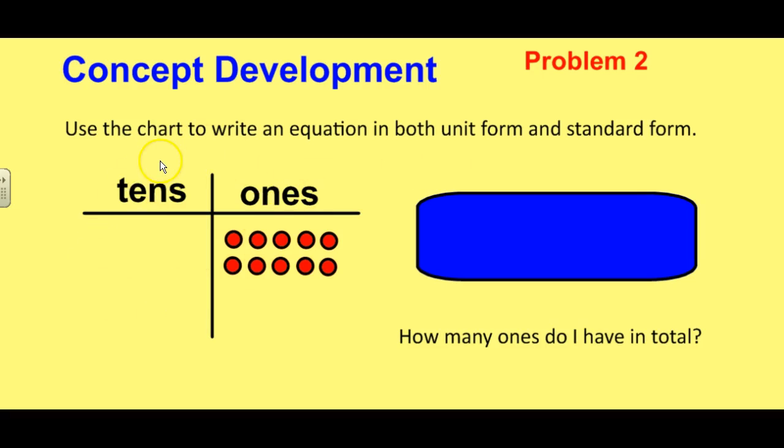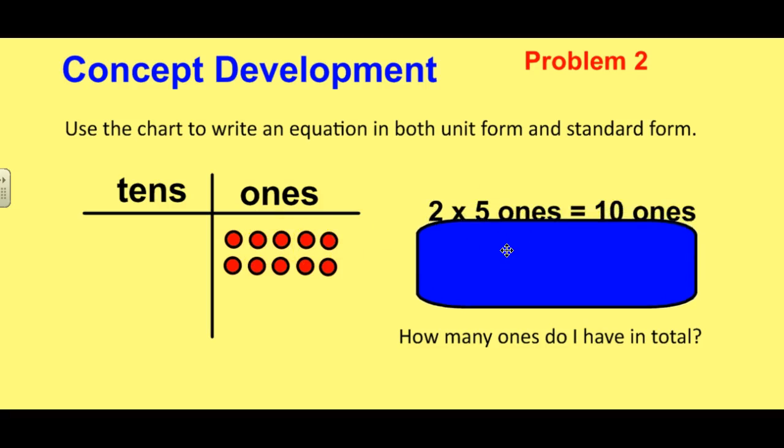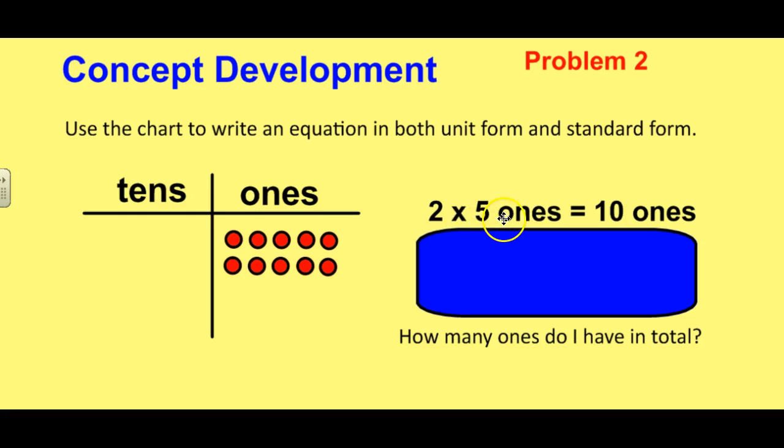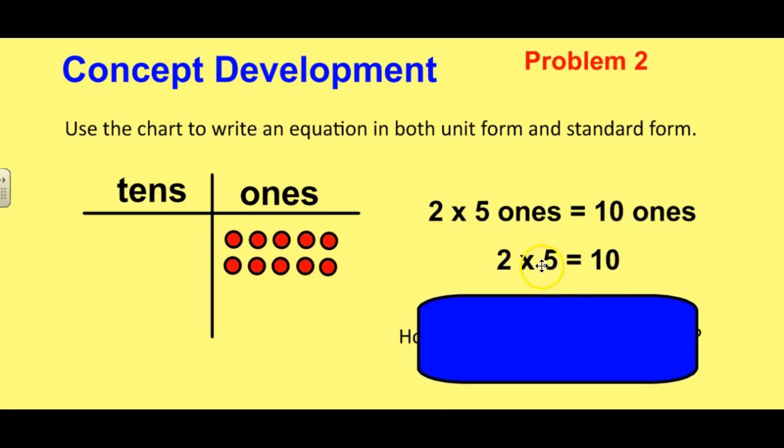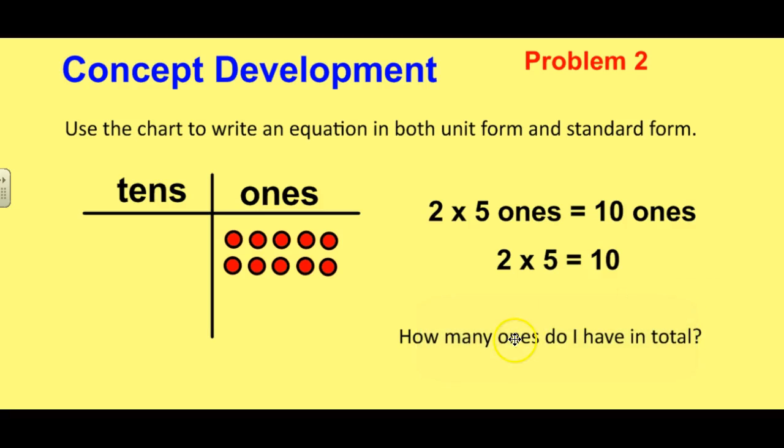So this chart right here shows me tens and ones. Right now I don't have any tens, I just have ones. And I see that I have 2 rows, and in each row there are 5 ones. So the equation that I'm looking for is 2 times 5 ones. And all together this is equal to 10 ones. This is the way that you write this in unit form. And if you're writing it in standard form, you would say 2 times 5 equals 10. So how many ones do we have in all?